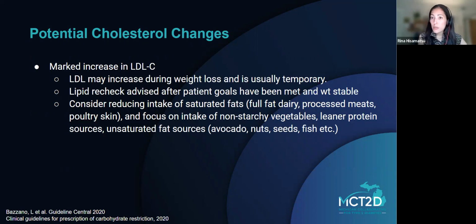If it continues to be of concern, we may want to intervene with making some dietary changes. That includes reducing the intake of saturated fats, so foods such as fattier cuts of meat, processed meats, butter, cheese, and other dairy products, and focusing more on increasing intake of non-starchy vegetables, leaner protein sources, as well as unsaturated fats coming from avocados, olives, nuts, and seeds.